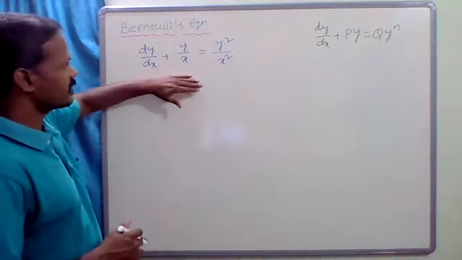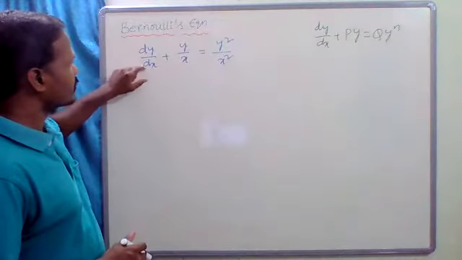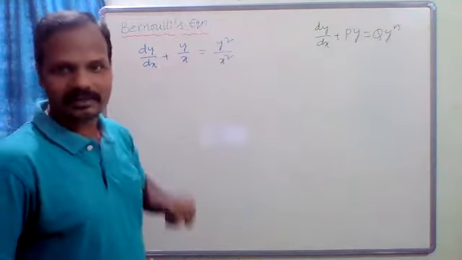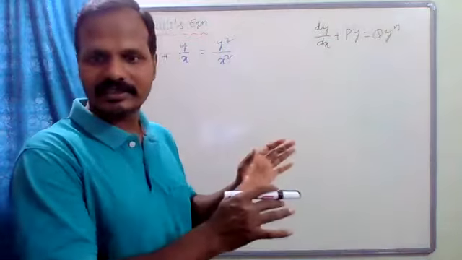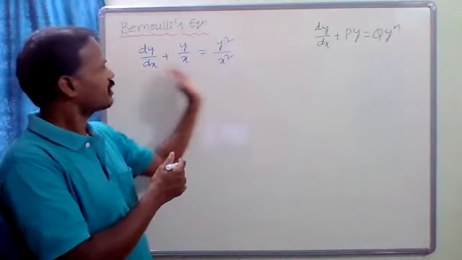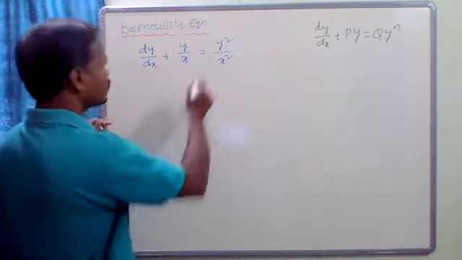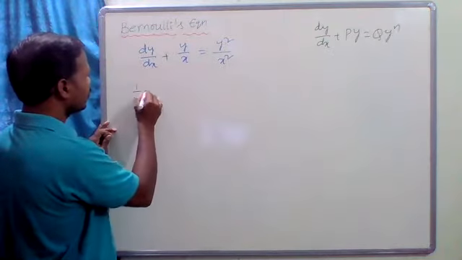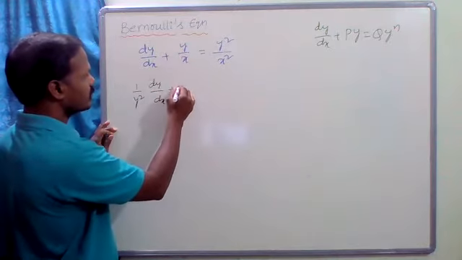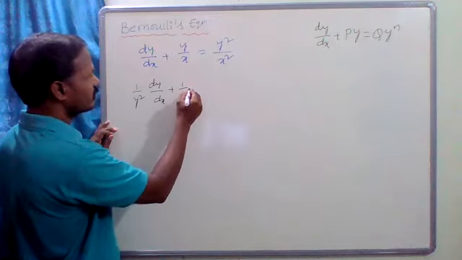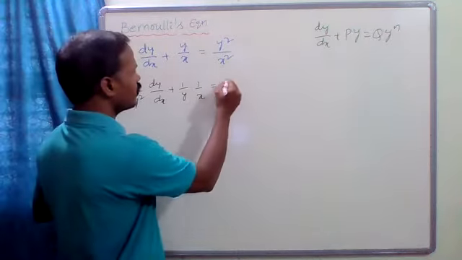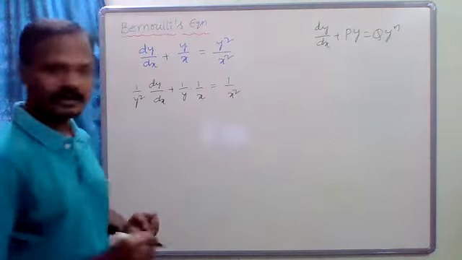Now observe this equation. Here dy by dx plus py, P value 1 by x, Q value 1 by x square. But y square is there. So what we have to do? Take that y square to left side. That means you have to divide the total equation with y square. So then 1 by y square dy by dx plus 1 by y into 1 by x equal to 1 by x square. Is it okay?